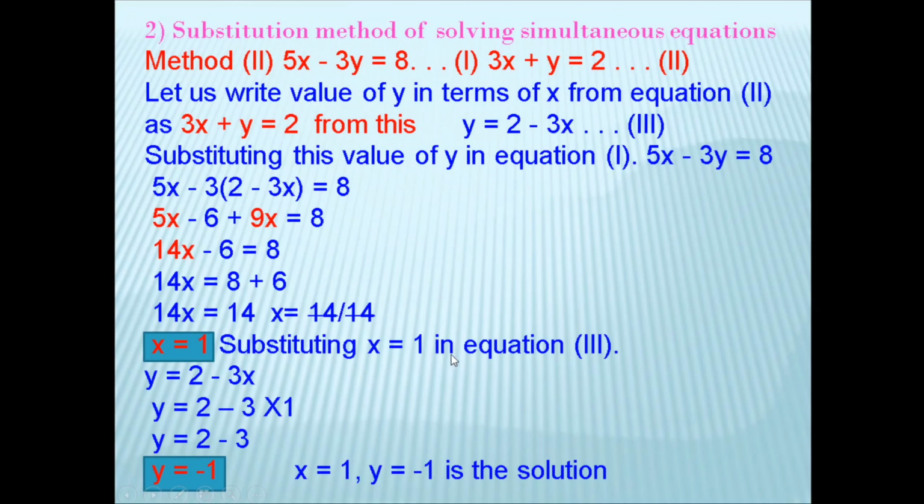Substituting x is equal to 1 in equation number 3. The equation number 3 is y is equal to 2 minus 3x and y is equal to 2 minus 3 into 1. So the value of y is equal to 2 minus 3, and you will find the value of y is equal to minus 1. x is equal to 1 and y is equal to minus 1 is the solution of the given simultaneous equation.